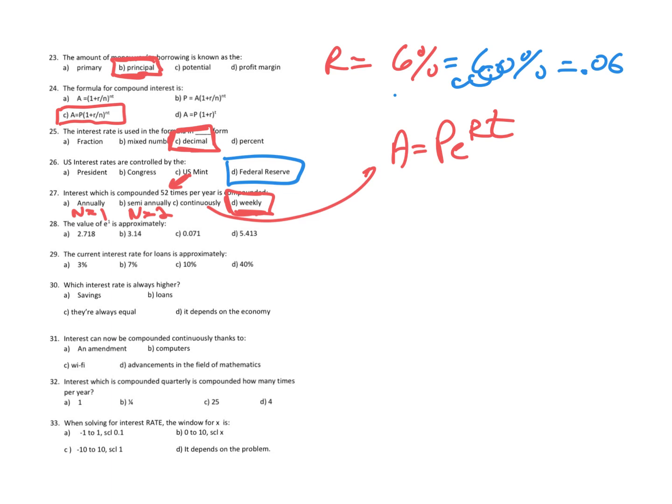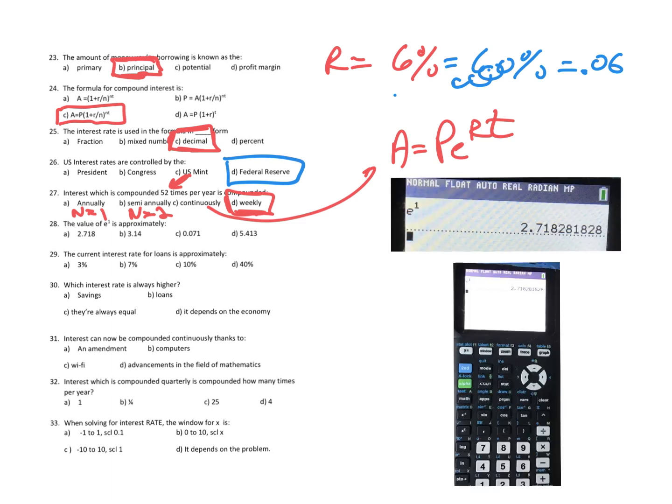Now, as far as number 28, the value of e to the first: the way we access this on our calculator is we press the second button and then this ln, the natural logarithm button, and that gives us e raised to a power, and I just entered in 1. But it's a good value to know. This exponential constant is about 2.7-ish.